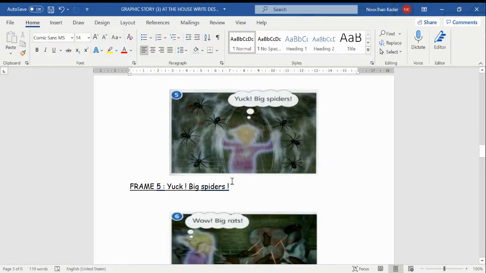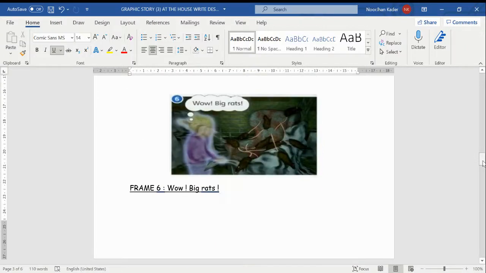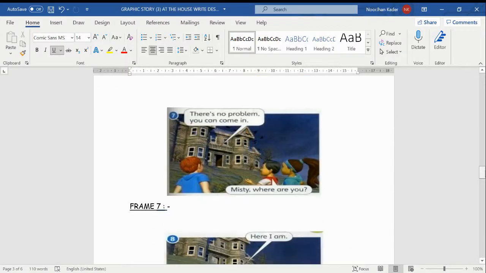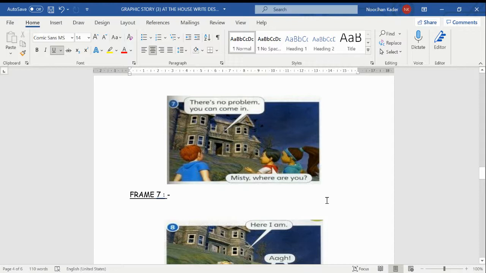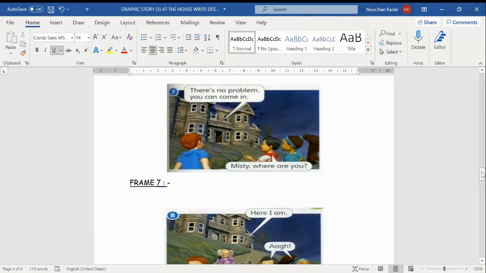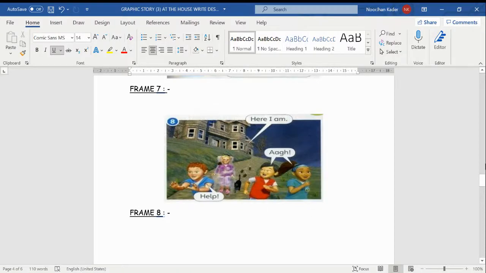And frame 5, "Yuck, big spiders." This is not a sentence, but just a phrase. But this phrase actually tells us something. So I will still say this is a description of what Misty finds in the cellar in frame 5. Same goes for frame 6. This is also a phrase of what Misty finds in the cellar in the 6th frame. It's also a description, even though it's a phrase. Frame 7, there is no description. And frame 8 also there's no description.